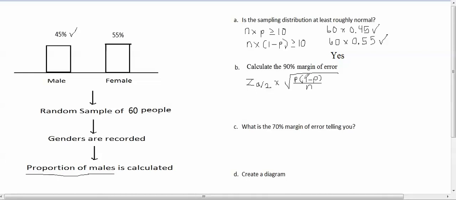So we need to plug everything into this formula. We're calculating the 90% margin of error, which means that this number is 1.65 again. This number just came from the table. P is our population proportion of males, which is 0.45.